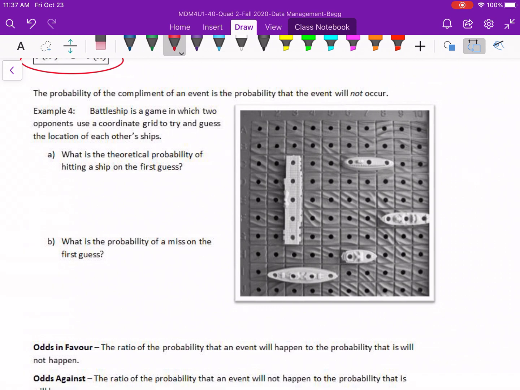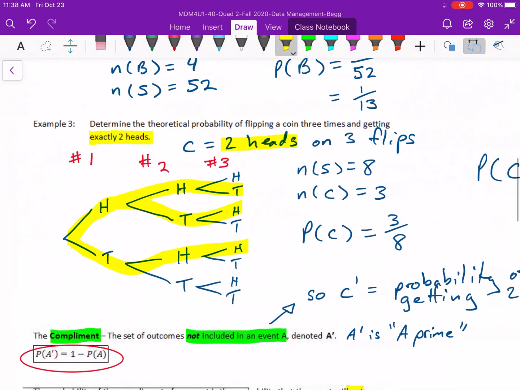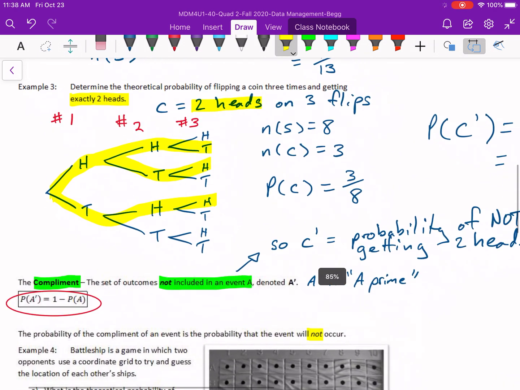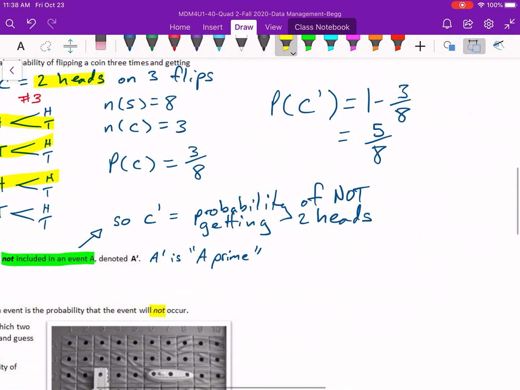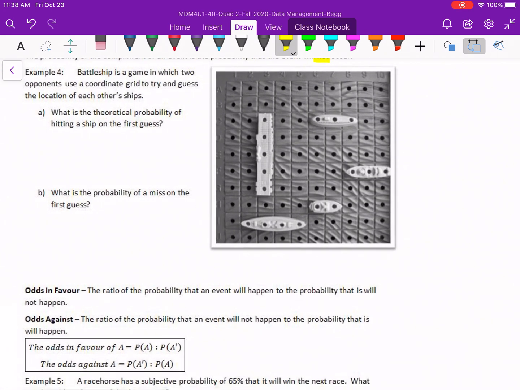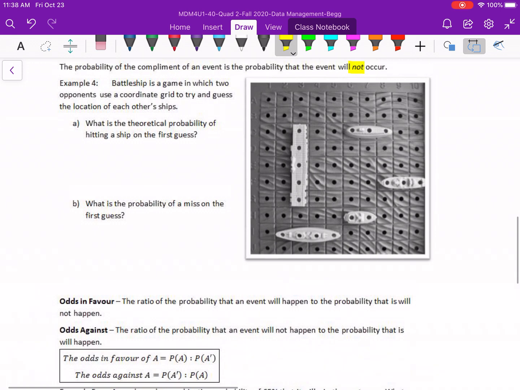The probability of the complement of an event is the probability that the event will not occur. Okay? That's another way of saying it. So if the event is getting 2 heads on 3 flips, the complement is not getting 2 heads on 3 flips. And again, there's 5/8 probability of that. So let's look at an example that helps illustrate this.